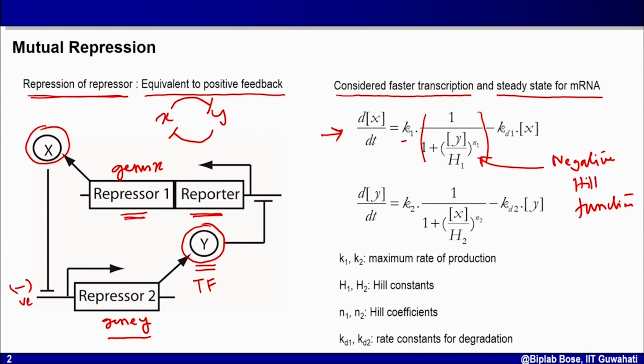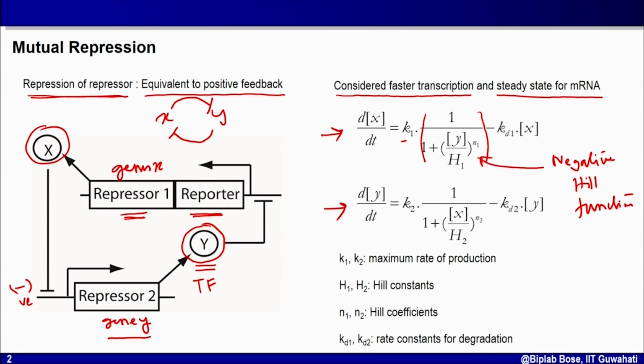So what I have in general for dX/dt, the first term is production, K1 into the negative Hill function, minus Kd1 into X. The same thing is for Y. I have dY/dt, rate of change in concentration of the protein Y.